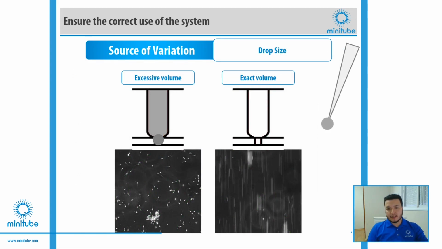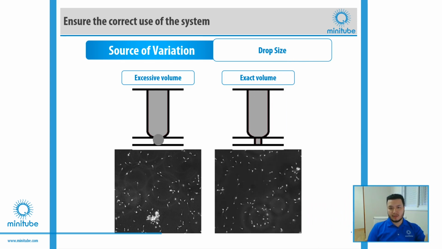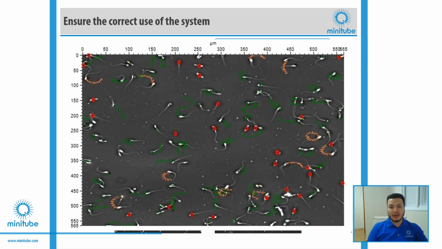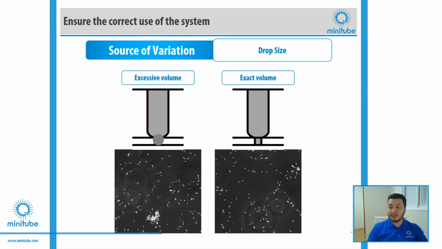On the other hand, if the drop size corresponds to the exact volume needed for the counting chamber, then all dead sperm cells are really static in the field. So the motility results would represent the reality in this case.